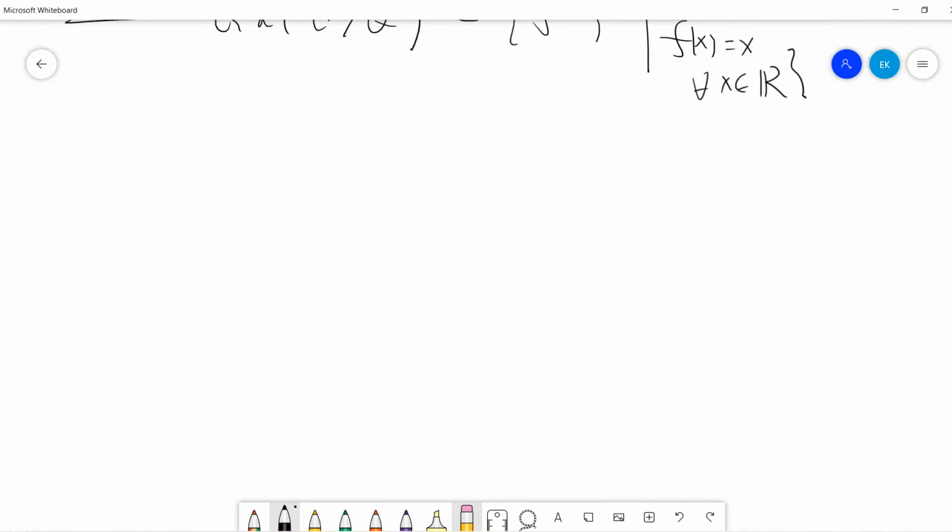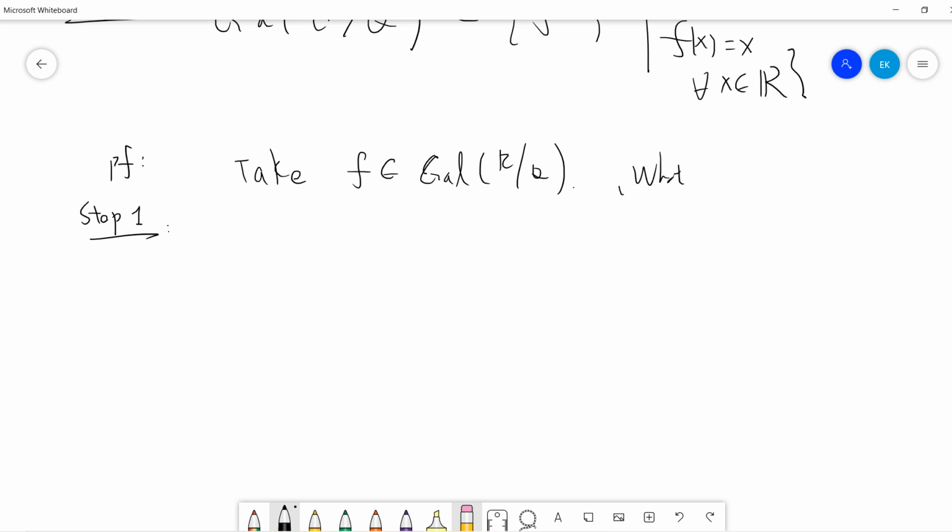Okay, so the proof. Let's say step one. It needs some analysis. Suppose we take f belonging to this group, then we want to ask what f of x is. Suppose we also take x belonging to the reals.